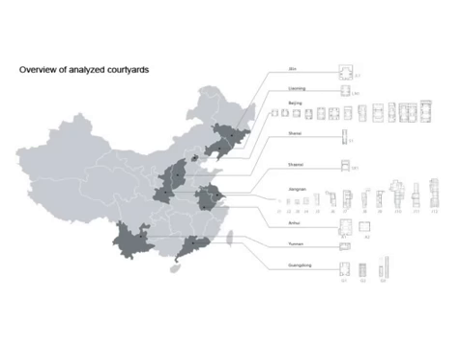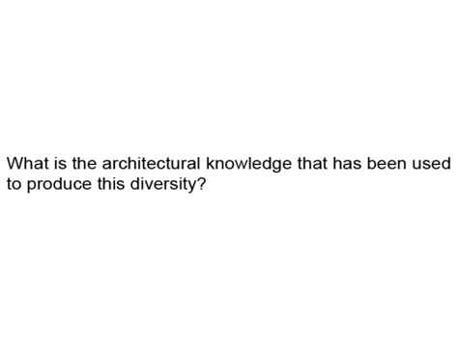Independent of their locations, all Chinese courtyard houses are never the same but still belong to one population of houses that have transformed and evolved over time. This type of differentiation is what biologists call population thinking, or the morphogenetic process behind the appearances of all members of a species. What is the architectural knowledge that has been used to produce this diversity?